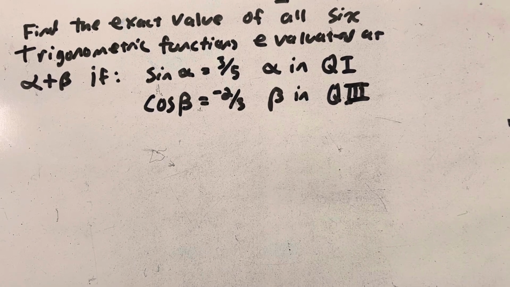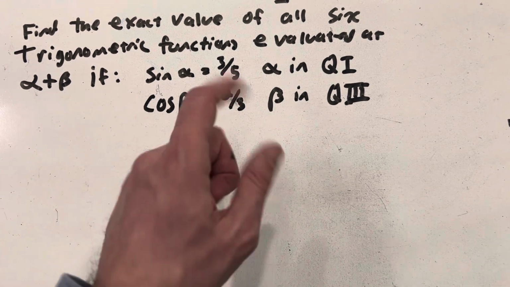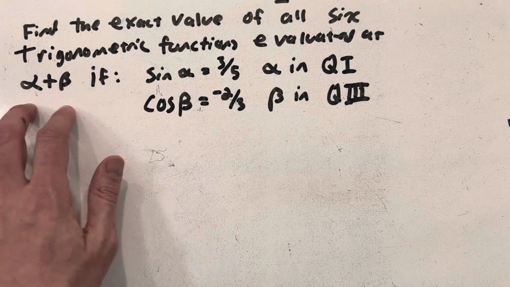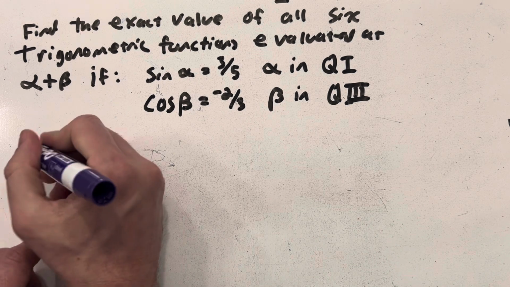In this video, we're going to find the exact value of all 6 trigonometric functions evaluated at the angle alpha plus beta if sine of alpha is 3/5, knowing that alpha is in quadrant 1, and the cosine of beta is minus 2/3, being told that beta lies in quadrant number 3. Well, I love this kind of problem, and looking at alpha plus beta there, I think I'm going to have to use my addition formulas just a little bit.